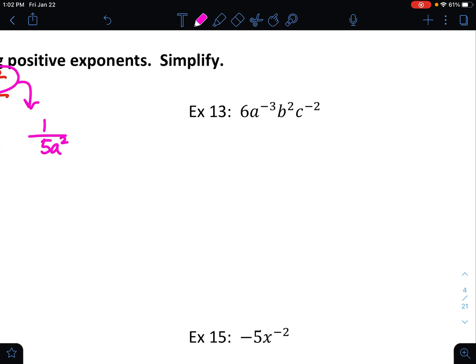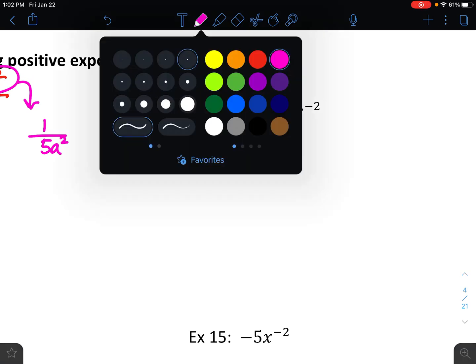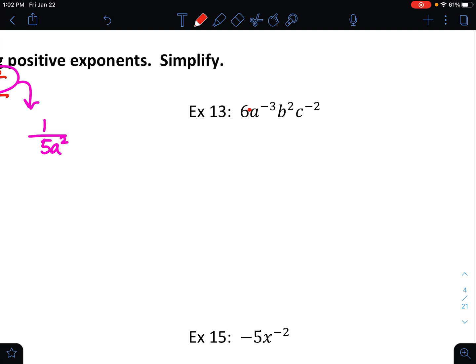Okay, number 13. So here's what I'm going to propose on 13. These are all being separated by multiplication, right? Would you agree with that? Everything's together. So I'm going to separate this problem out as 6 over 1 times a to the negative third over 1 times b squared over 1 times c to the negative second over 1. Okay, I'm going to write all 4 of those as separate fractions. So the reason I did that, negative exponent, negative exponent. So what that means is those are the only 2 that flip over.